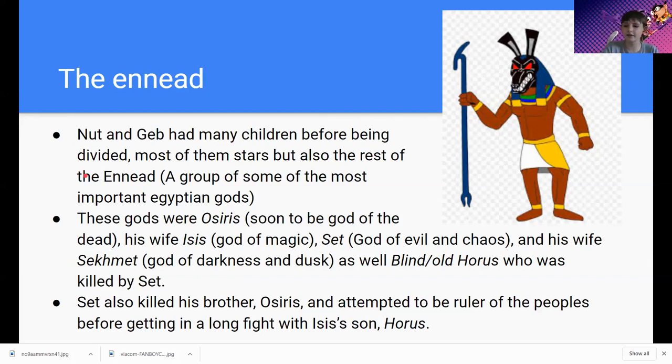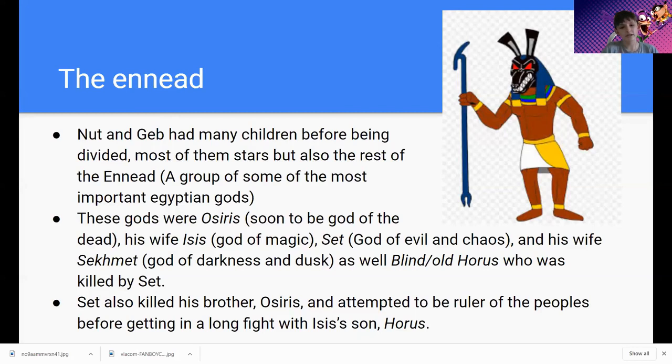So the Ennead starts. There's Shu and Tefnut. You can't see my finger. There's Shu and Tefnut, and then there's also Nut and Geb. They were the first four in the Ennead. There are five others, and they are their children. So Osiris, he was originally the pharaoh. He lived on Earth. I can't see all the names because I moved this thing. So there's Osiris. There is his wife Isis, also his sister. She is the goddess of magic, as we mentioned before.